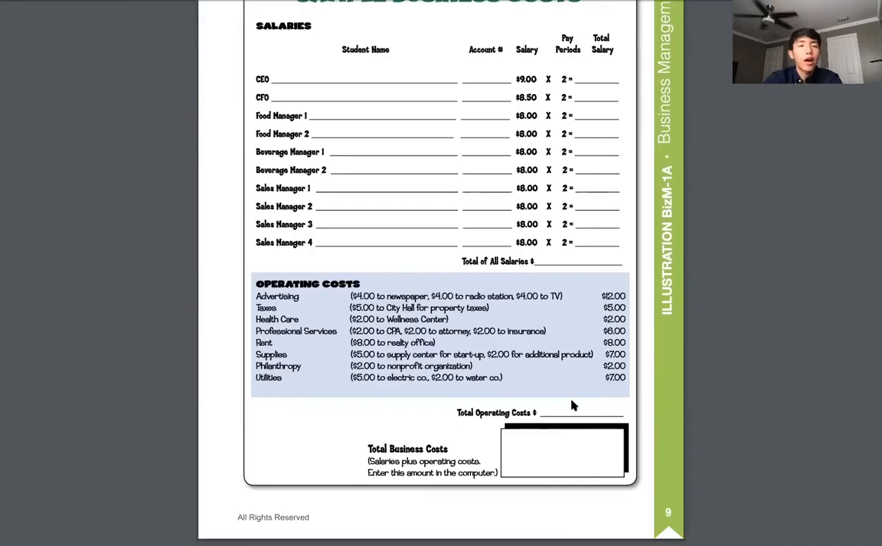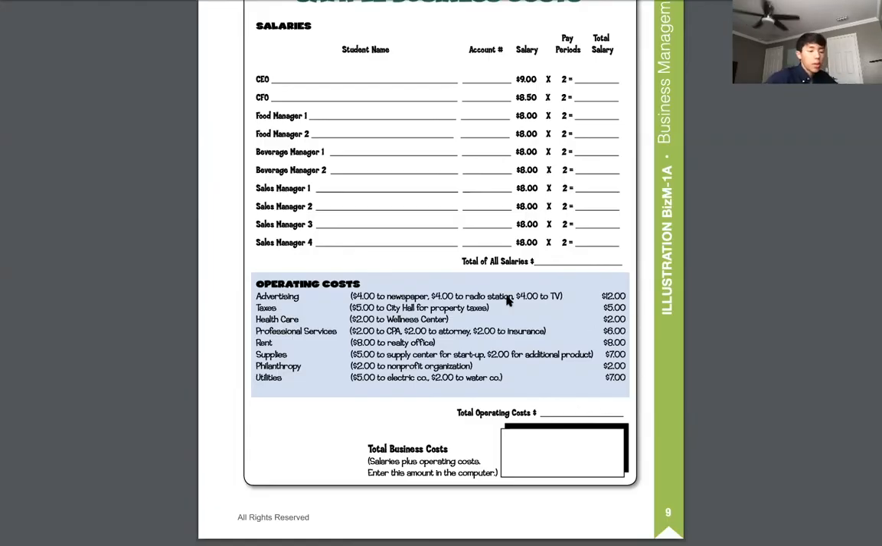But quickly, we're going to take a look at operating costs. Now, operating costs, like I talked about, are costs that businesses have to associate with things that they spend money on, like tools, supplies, advertising, taxes, and even things like employee benefits, right? Businesses need to spend a lot of money in order to earn money. We look through what we have here. We have multiple categories like we just talked about. We have advertising, taxes, healthcare, professional services, rent, supplies, philanthropy, and utilities. If we were to add all these costs up together, we would get $49.